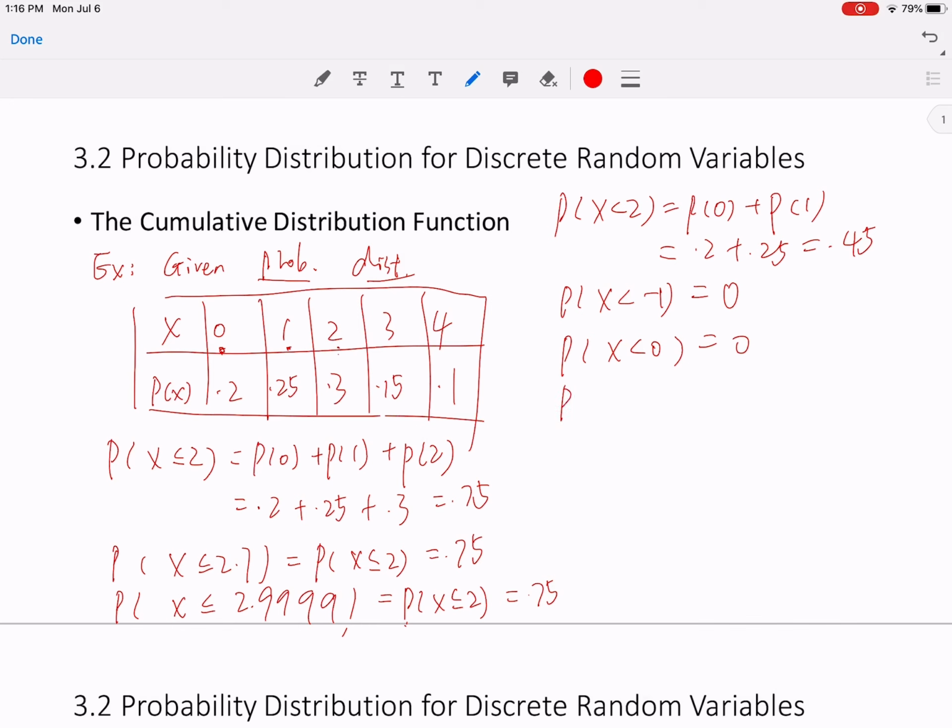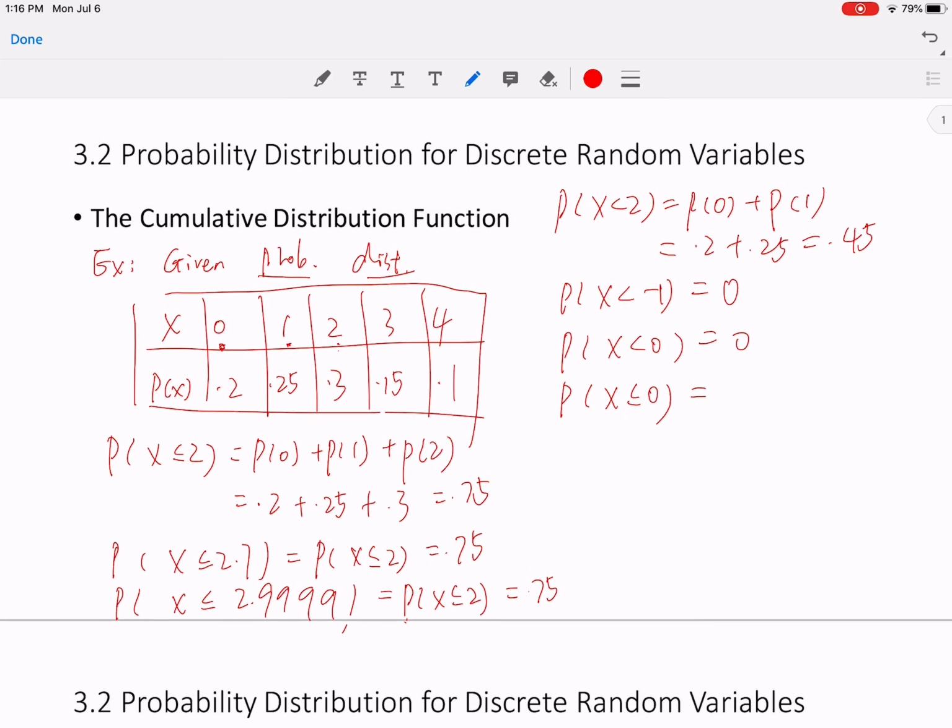And then what is the probability that x is less than or equal to 0? In this case, x could be equal to 0. There is only one number less than or equal to 0 in the probability distribution, which is 0. So this would be equal to the probability of x equal to 0, which is 0.2, not 0.25.